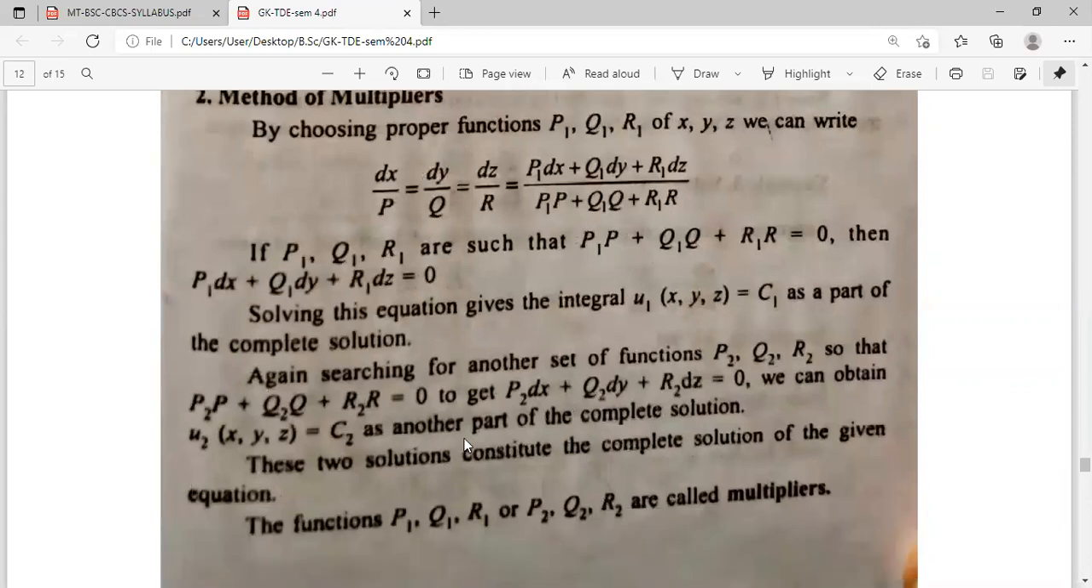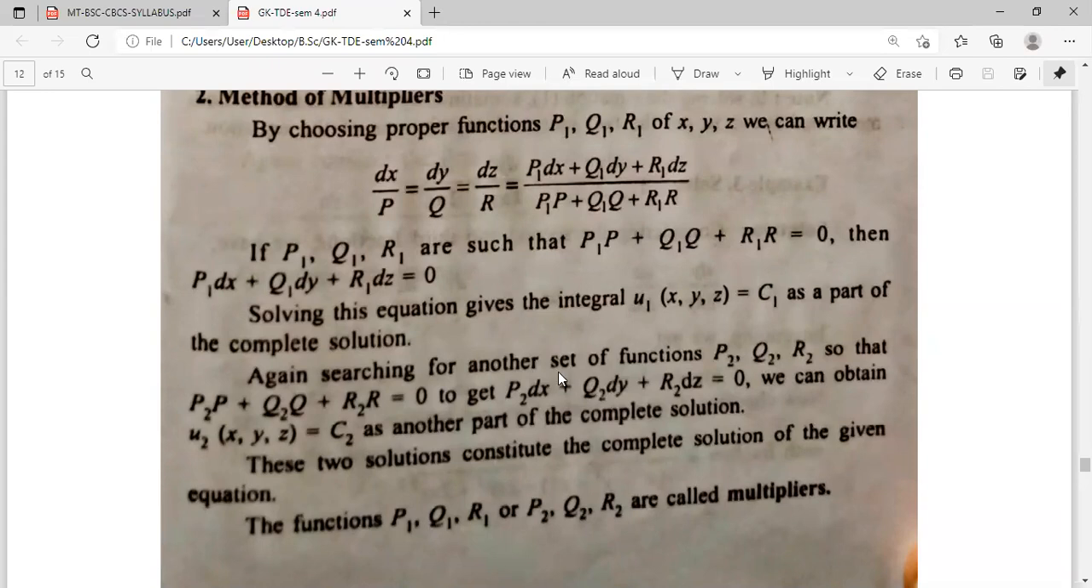Now, solving this equation gives u1 of x y z equal to c1 as a part of the complete solution. That means we are choosing p1, q1, r1 in such a way that the denominator q1p plus q1q plus r1 is equal to 0. Similarly, the second set you are going to get here.